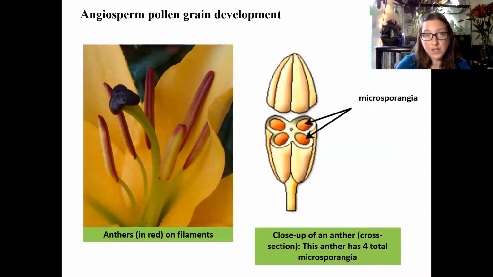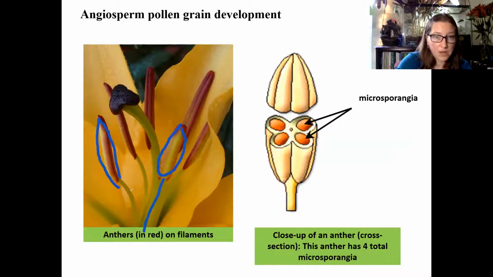So this is a cross section through an anther. If you look on the left here, right here is one anther. It's being held up by a filament. Here's another anther being held up by a filament, etc. In the center here, this is the top of the stigma where pollen is going to land, and the style, which is what the pollen tube will grow down once pollen lands there. But we're focused on anthers right now.